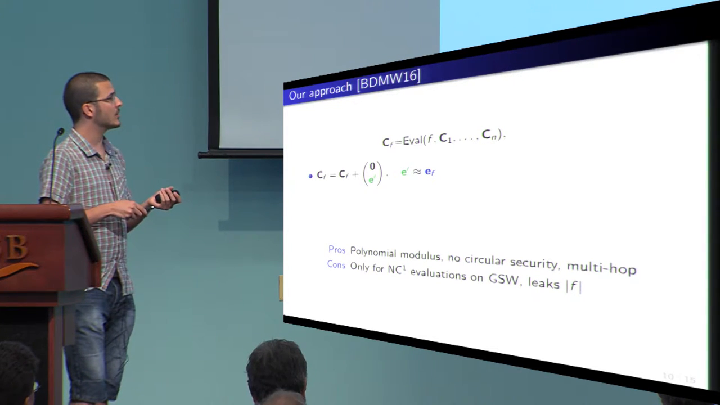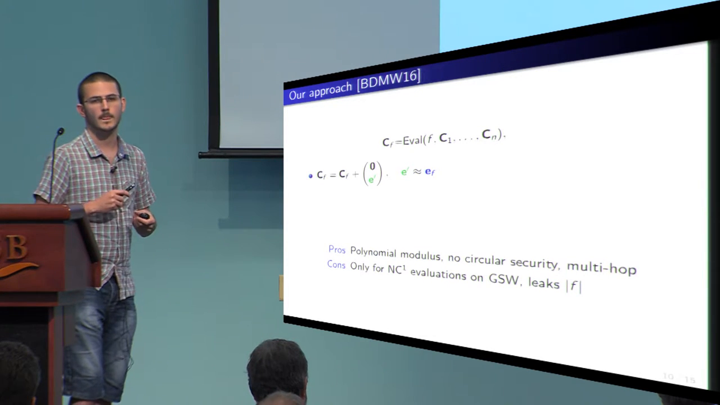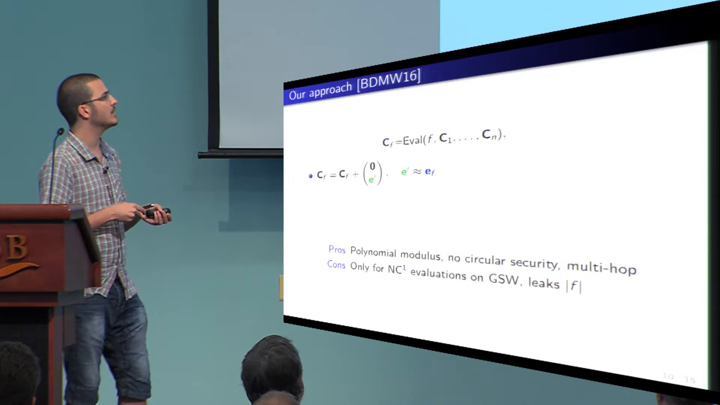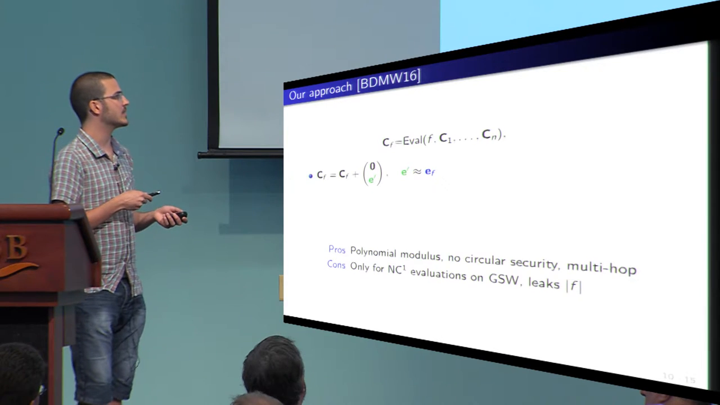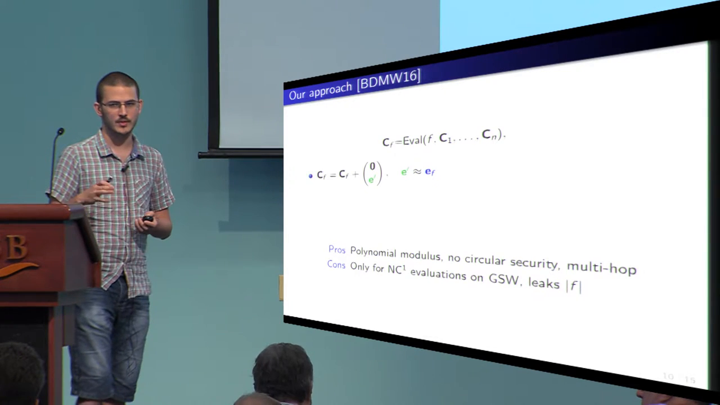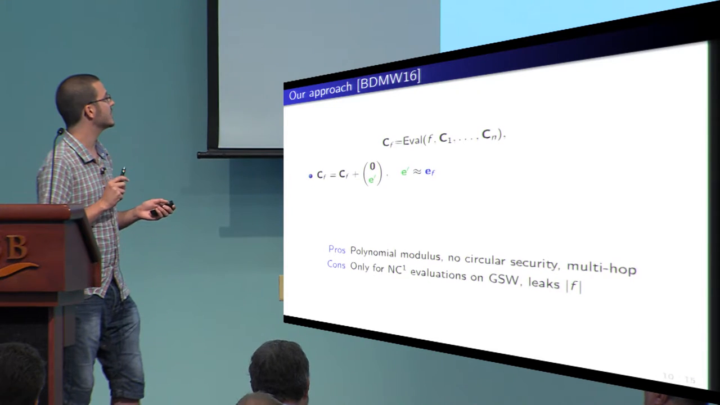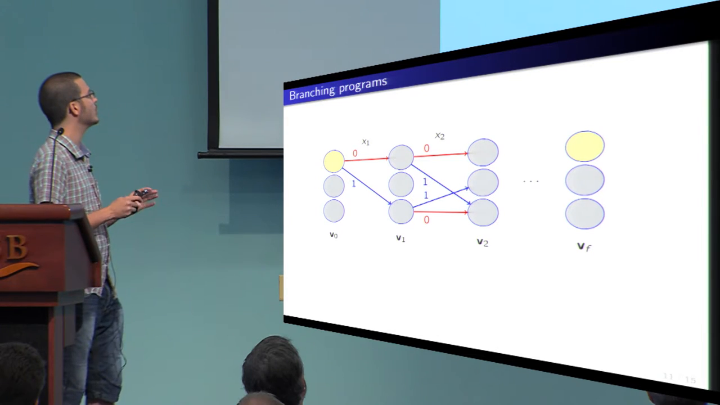Another issue is that it only works for the encryption that I have shown previously. There are other FHE encryption schemes, but this one is tailor-made for GSW encryption, and it leaks the size of the function, or at least a bound on the size of the function. So now, how do we do this exactly? We'll have to go a bit more in depth into branching programs.